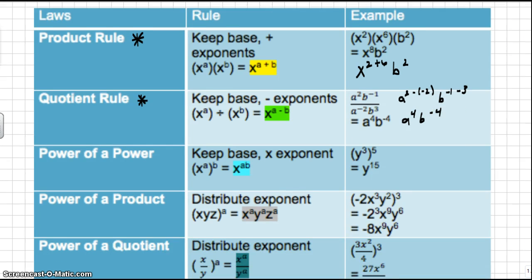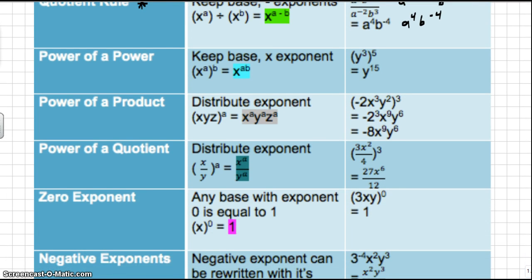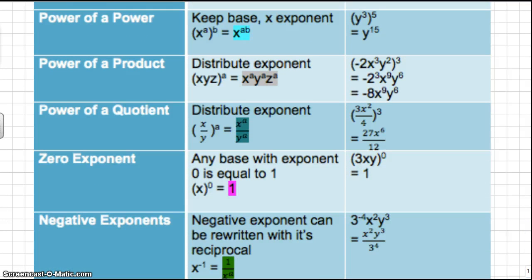The next one is a power of a power. The power of a power just says when you have a power raised to another power, not multiplied by another power, but raised to another exponent, I should say. In this case, we have x to the a, the entire quantity raised to the b power. When that happens, you multiply the exponents. So this will become x to the a times b. And in the example, we have y to the third, the entire quantity raised to the 5th. I just multiply those exponents, and I get y to the 15th.